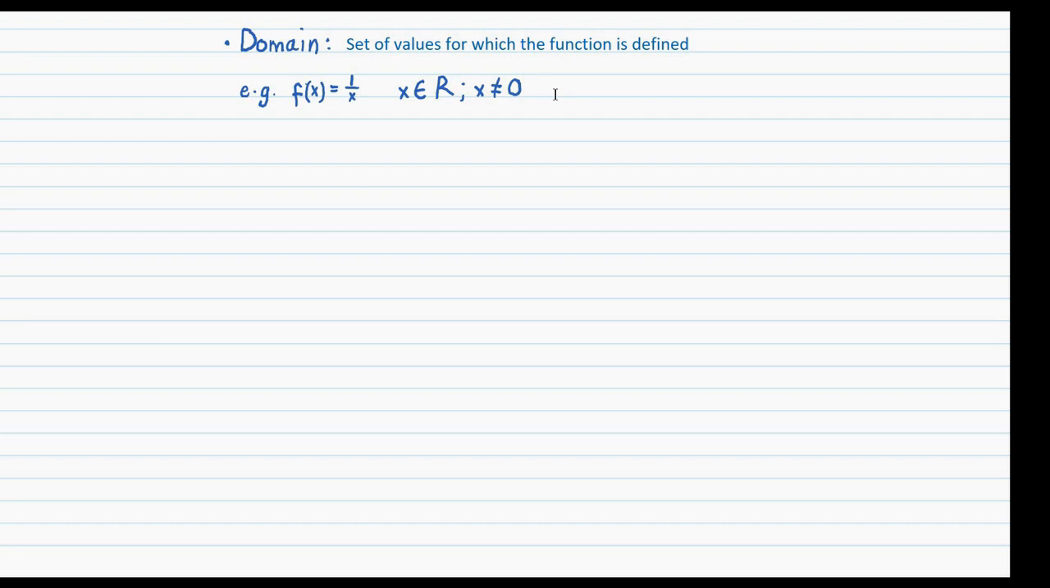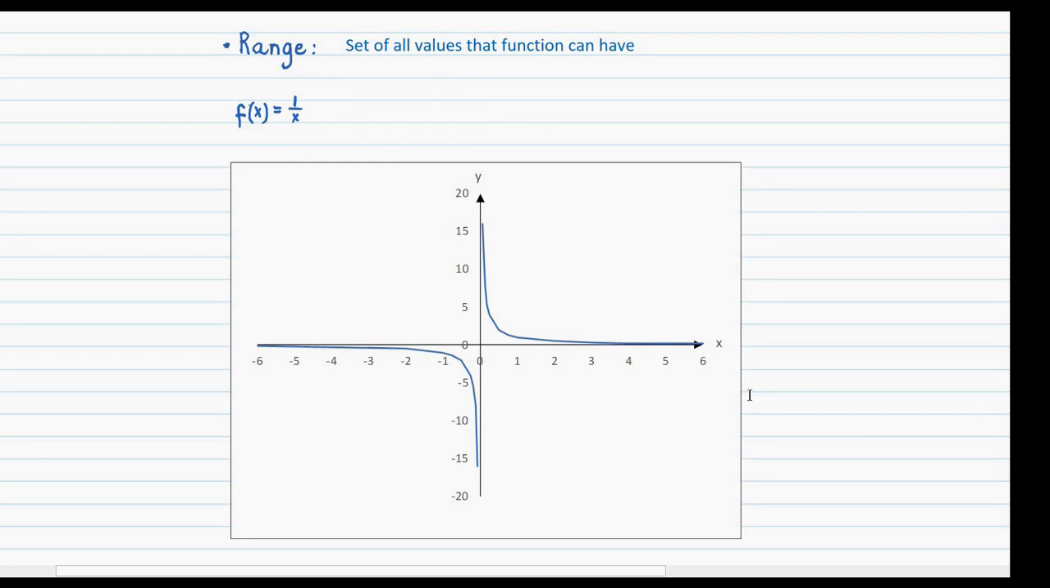Next, there's the range. And the range of a function is the set of all values that f can have. So for the same function 1 over x, for example, it's easier to understand if we look at its graph. So the domain restriction can clearly be seen where, as you look at the graph while going along the x-axis, the graph tends to infinity at 0, meaning there's a vertical asymptote at 0, and then it returns to normal behavior.